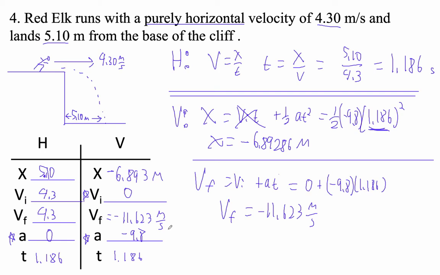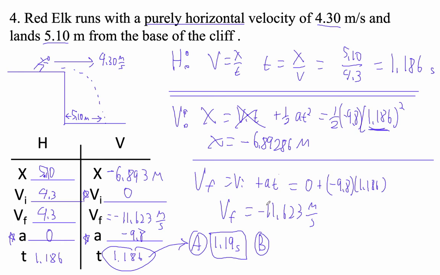All right, so let's see what questions it asks for 4. A: What time is he in the air? Well, this is our time, 1.19 seconds, roughly. I'm just rounding to 3 sig figs. Do we get that right? Ooh, let's see. 1.186. Okay, yeah, we got it right.